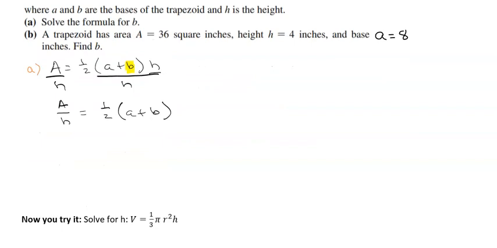So now we're going to multiply everything. I'm going to use different colors so you can see what I'm doing. Multiply everything by 2 over 1, and I get 2A over H equals a plus B. I don't need the parentheses anymore actually, because it's not multiplied by anything anymore. And now we're going to solve for B, so you might want to keep highlighting all the way through just to keep track. I'm going to subtract a, and I get B, the thing that we highlighted, equals 2A over H minus little a.